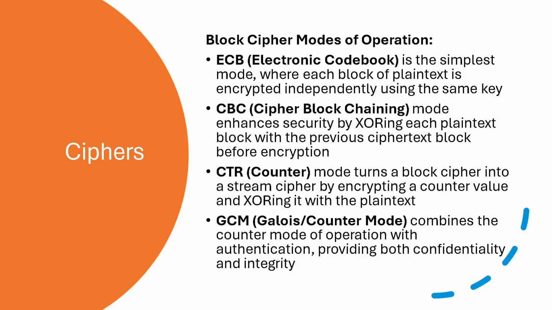CTR, or counter. This mode turns a block cipher into a stream cipher by encrypting a counter value and XORing it with the plaintext.